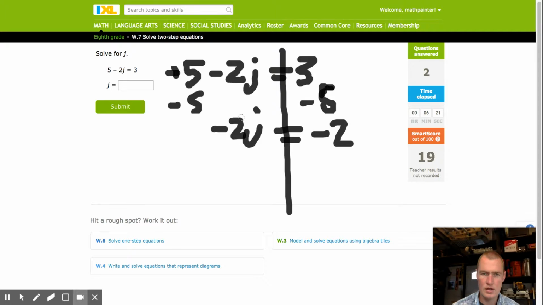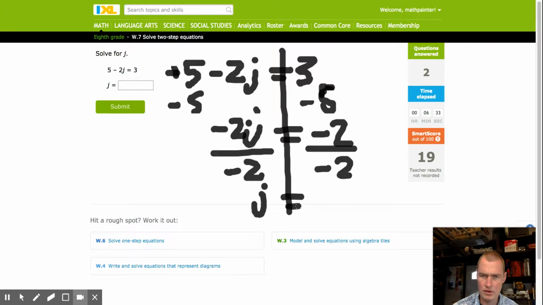Okay. That's negative 2 times j, so I put multiplication there. Opposite of multiplication is divide, so divide by negative 2. So we've got j equals, negatives are out, 2 divided by 2, 1. That came out really nice. So let's see if this works. So j is 1. All right, so here we go. 5 minus 2 times 1 is 2. So 5 minus 2 is 3. Yeah, guaranteed to get it right.